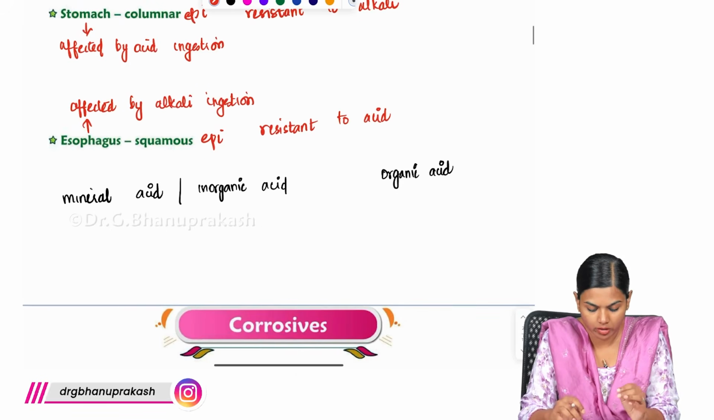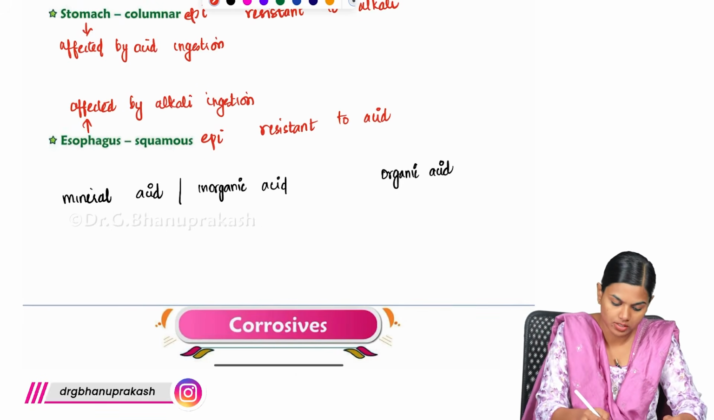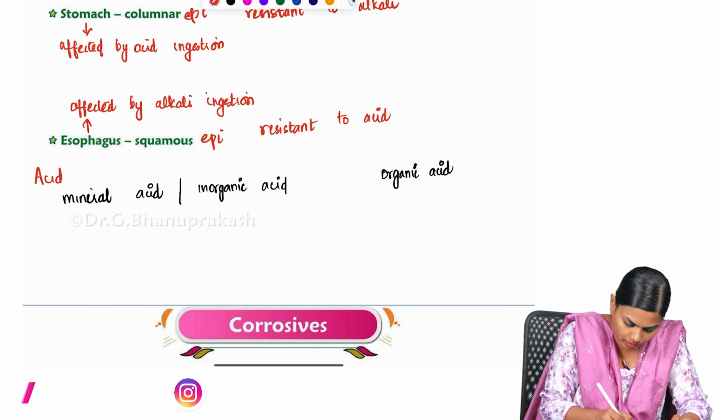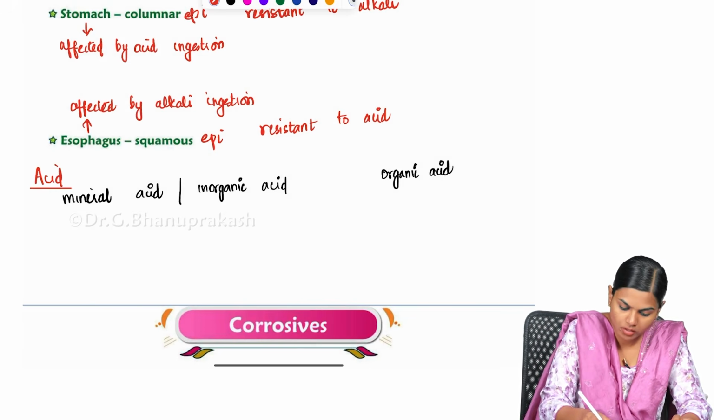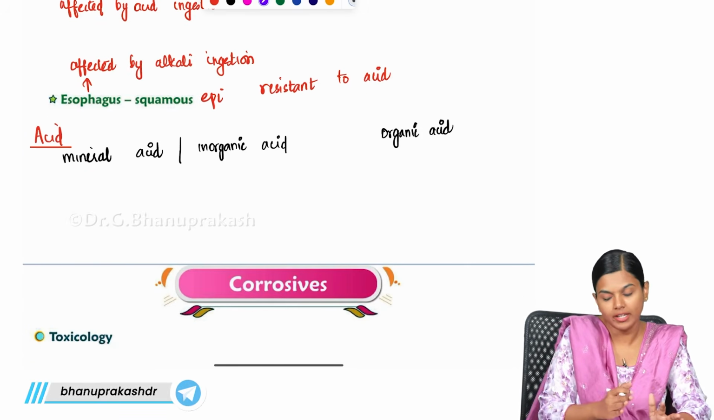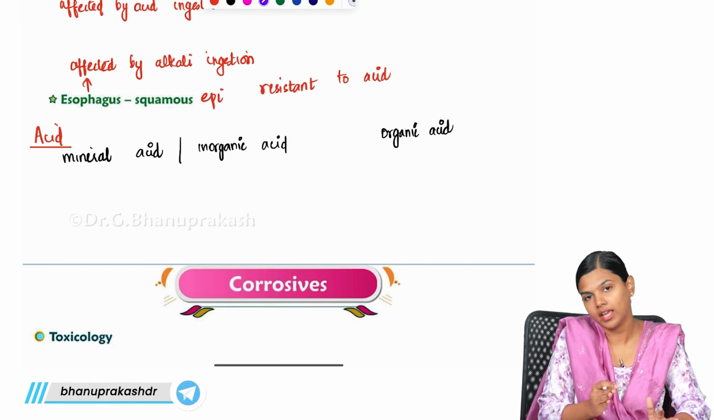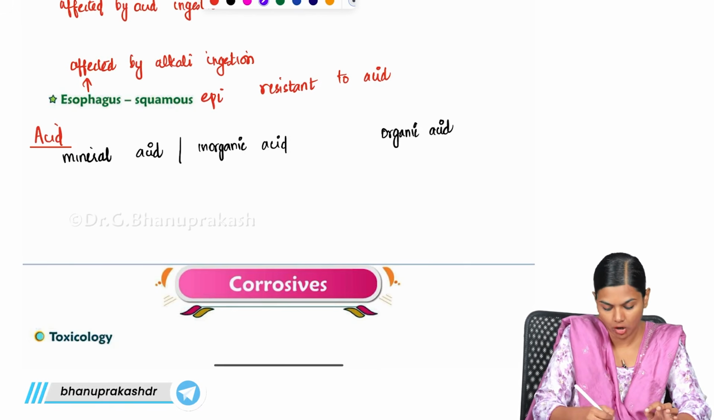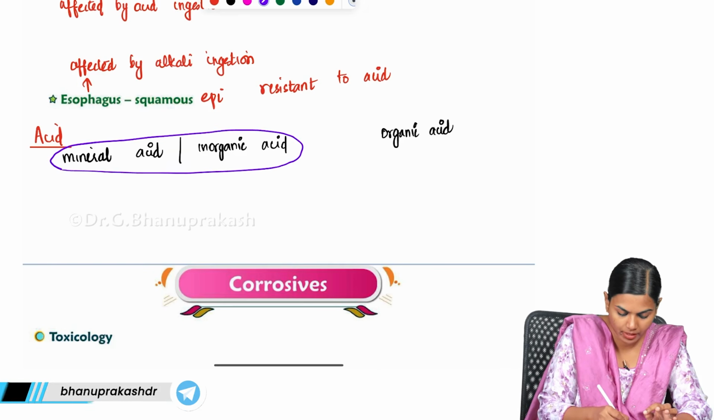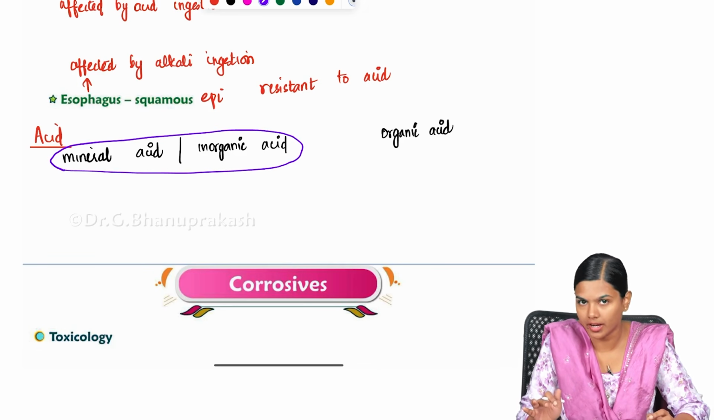And now we are going to see about acid. We will see in depth about acid ingestion. Based on its physical property, we have divided acid into organic and inorganic. The inorganic is also known as mineral, so these both are the same. When we say mineral acid, it is also known as inorganic acid.